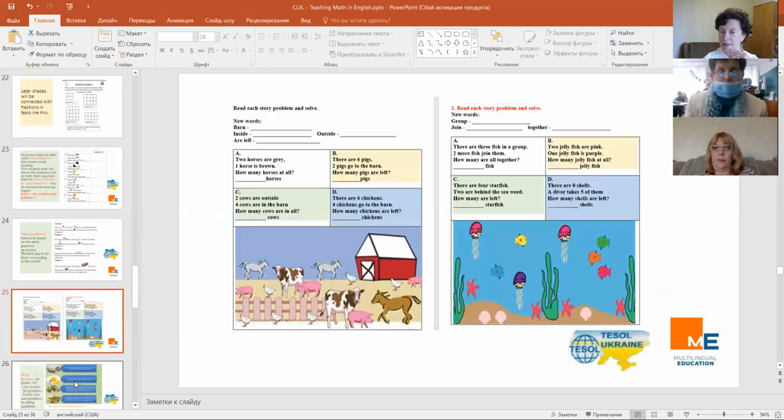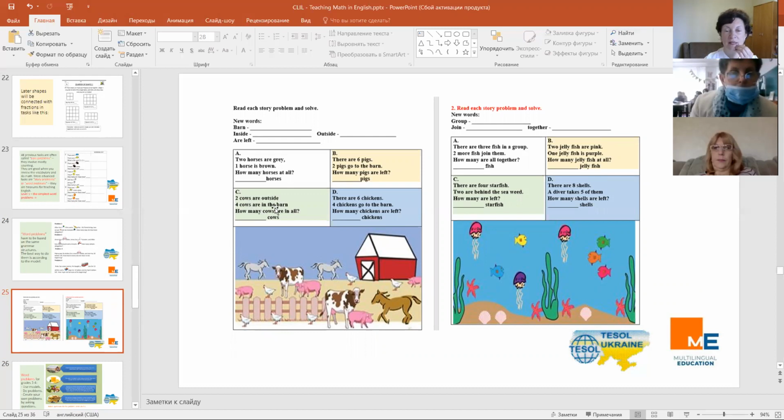So after that, we can go to a more advanced level, but it's the same type of word puzzle. Here you see that we introduced new words, and it's very important to introduce new words. We introduce new words, and then we look at the picture, we describe the picture, we count the animals here, and then we do the word problems.